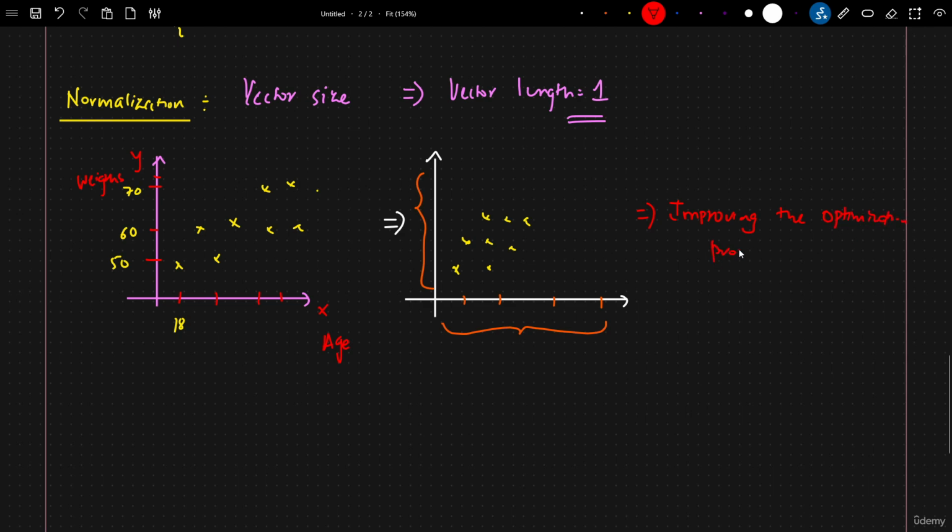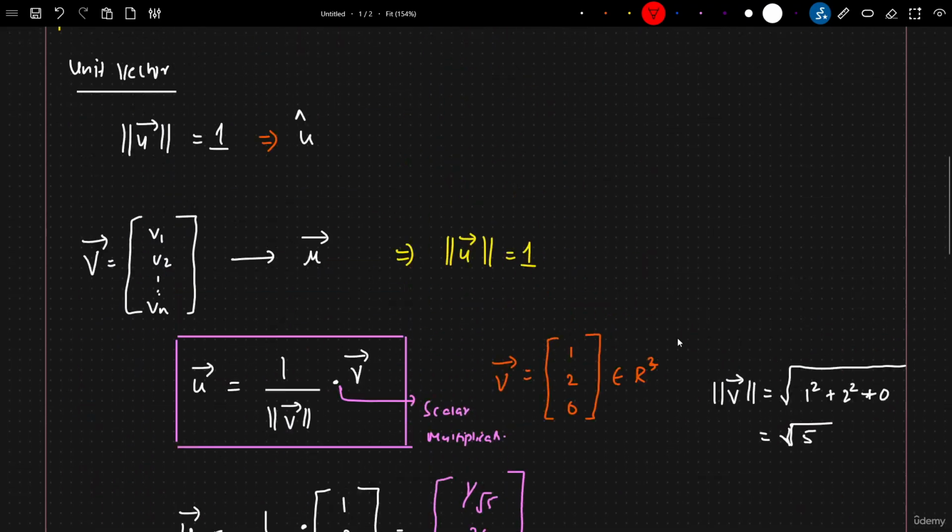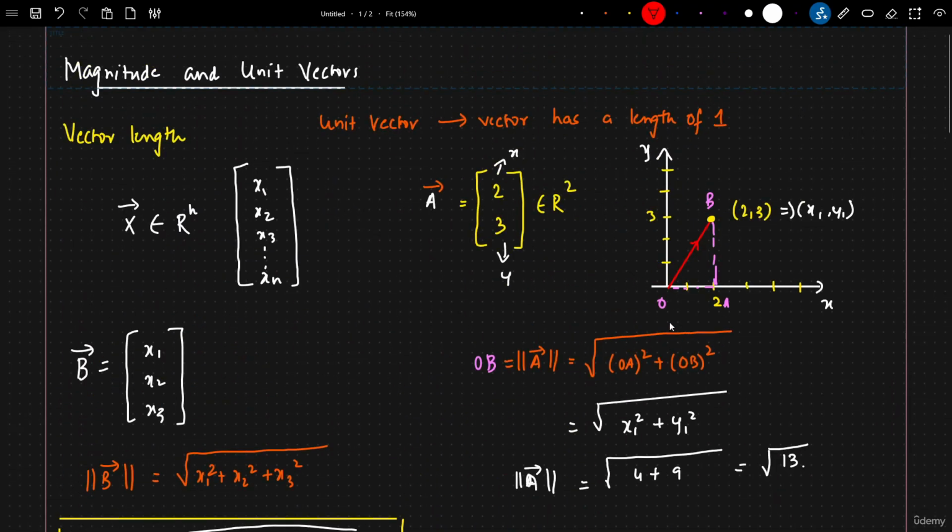How this is going to happen, you'll be able to understand when you see some of the machine learning algorithms. So specifically in normalization, this strategy is used a lot, where we take unit vectors and work along with that. I hope you got an idea with respect to two important topics over here, that is nothing but vector length and unit vectors.